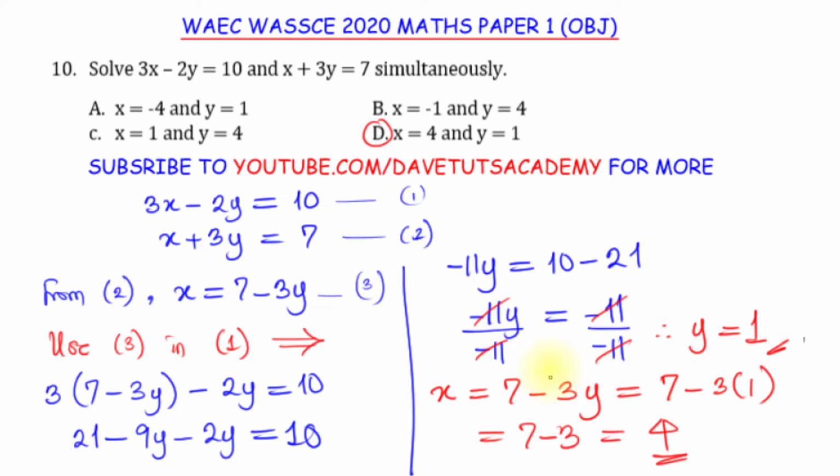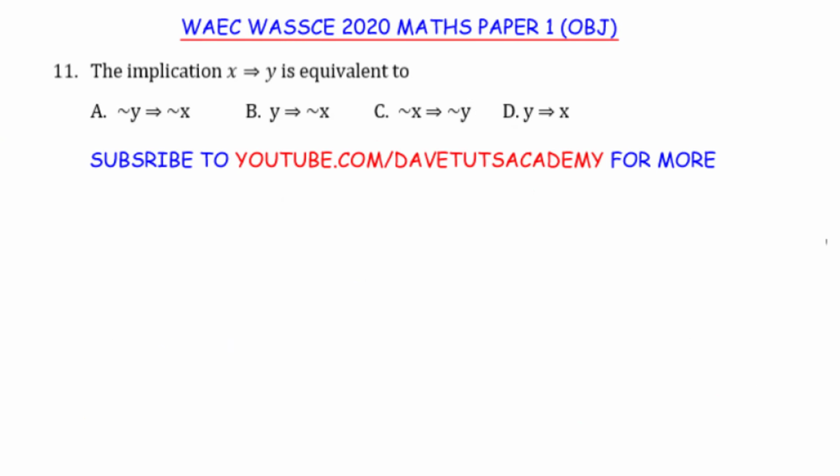And if you just want to confirm, you can take any of the equations. Like in the first case, 3x will now be 12, okay, minus 2 times y, y is 1, that will be minus 2, so this is 10, which corresponds to 10 here. In the second case, x is 4, okay, plus 3 times y, y is 1, so that is plus 3, and that will be 7, and of course this is also correct. So the correct solution to this question here is option D.